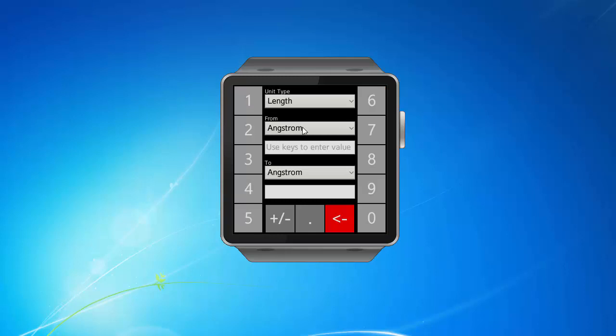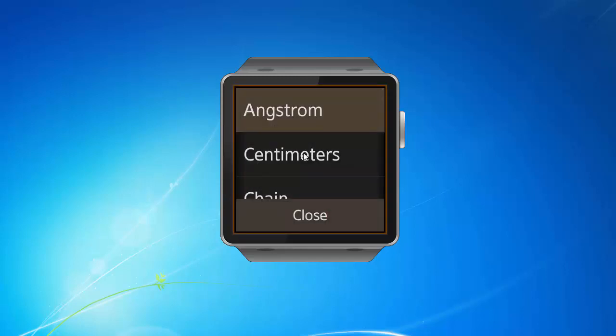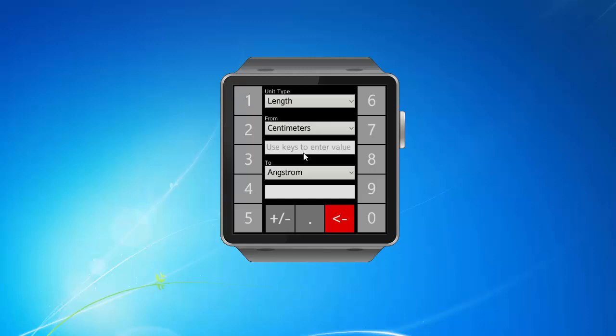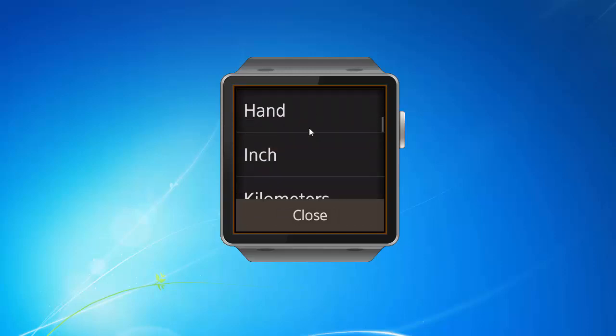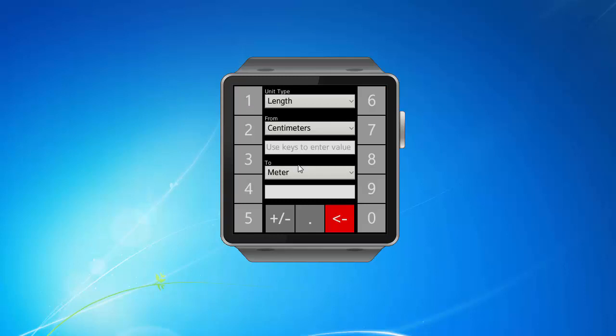And on choosing a particular unit type, we could see the from select box and to select box being modified with appropriate units corresponding to that particular unit type. Let's choose centimeters as a unit for from select box and meters as unit value for to select box. On typing the number, the from input box gets filled up and this dynamically reflects the change in to input value. So the result is 100 centimeters is equal to 1 meter.